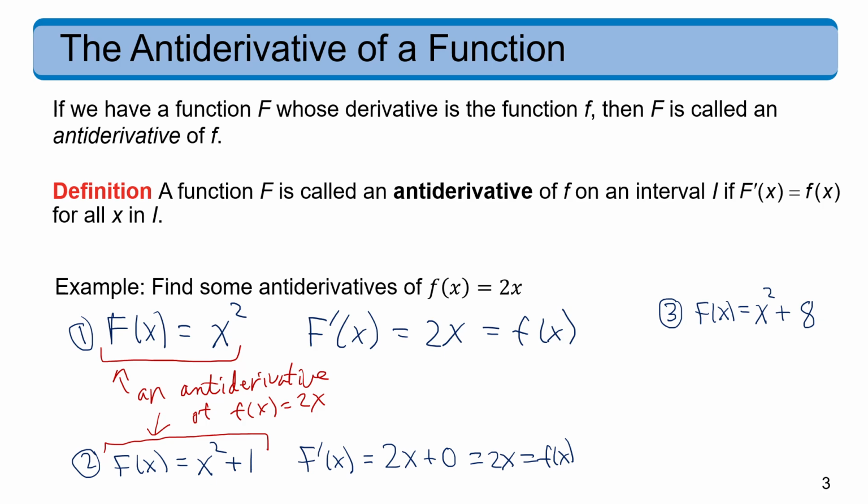So this example hopefully makes clear what we're talking about when we mean antiderivative. And we've seen an easy way to generate several antiderivatives. Start with the first one you find, and then if you just add any constant to it, that will give you another antiderivative.